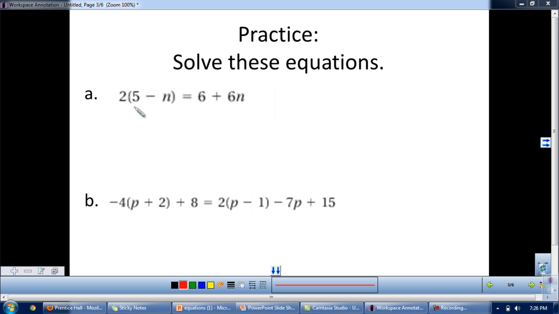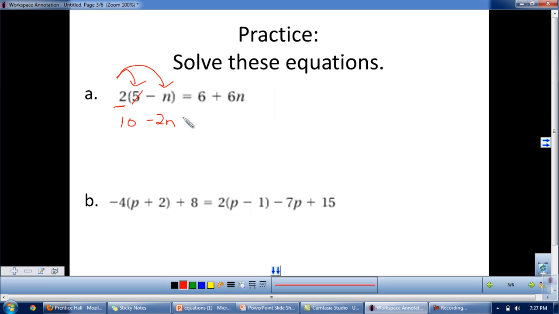Oh, I see parentheses. So that means I gotta use the distributive property. We're going to take 2 and multiply it to the 5 and to the n. 2 times 5 is 10. We've distributed the 5 and taken care of it, so we're going to cross it out. This tells us that we've got to take care of the n. 2 times negative n is negative 2n.